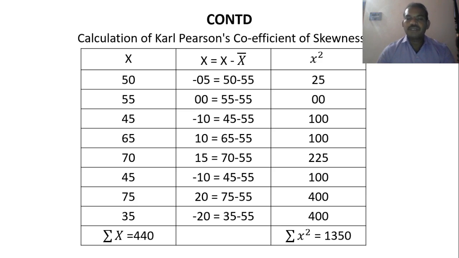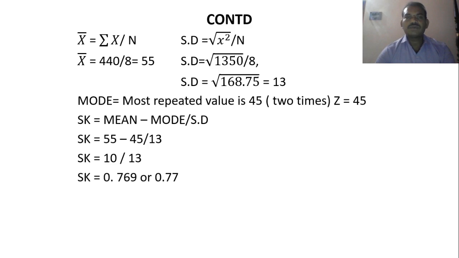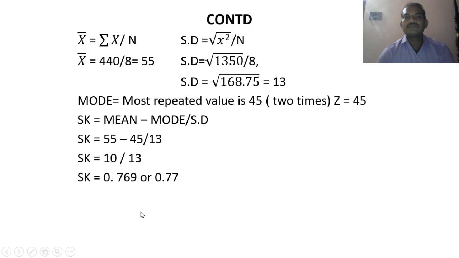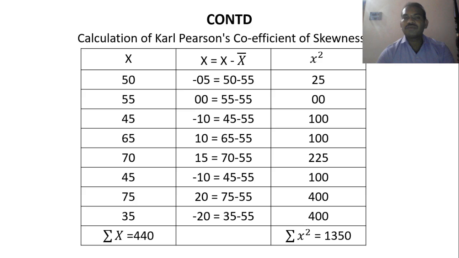Therefore mean is equal to sigma x divided by n. Sigma x is equal to 440, and n is equal to 8 values: 1, 2, 3, 4, 5, 6, 7, 8. Therefore mean is equal to sigma x divided by n, that is 440 divided by 8, which is equal to 55. Therefore small x is equal to x minus x bar, or mean.